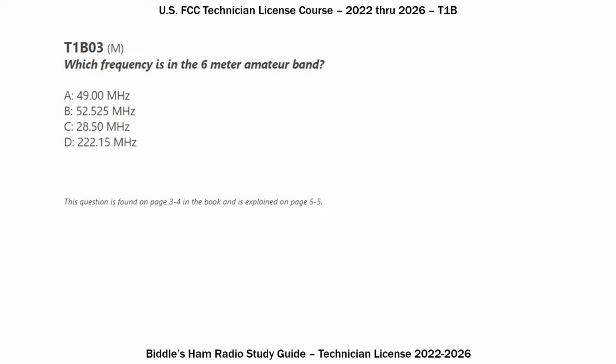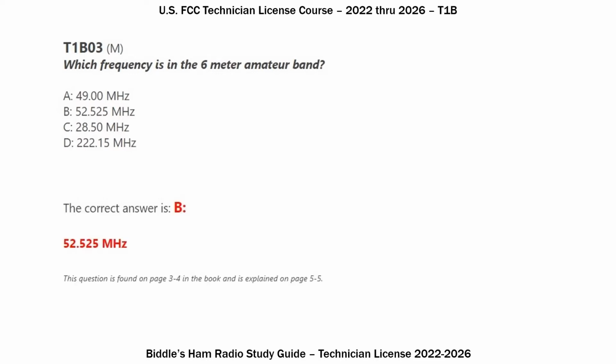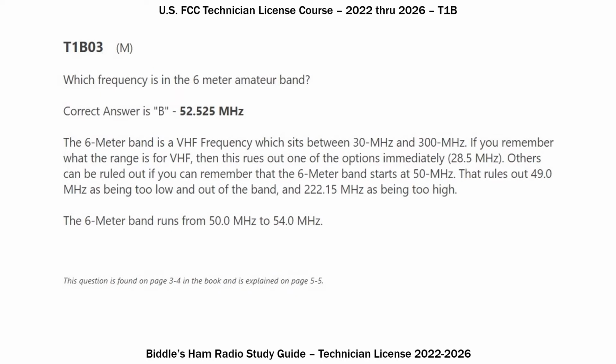So this is a case in which you're going to need to know the different bands and the band ranges. You don't need to know exactly what they are, but you do need to know generally what they are. The answer to this is B, 52.525 megahertz. Okay, the 6 meter band is a VHF frequency, which sits between 30 megahertz and 300 megahertz, meaning that the VHF band is between 30 megahertz and 300 megahertz.